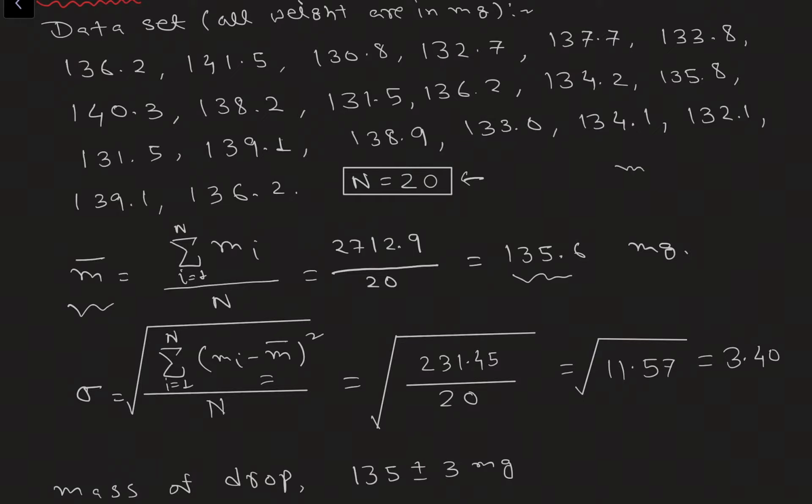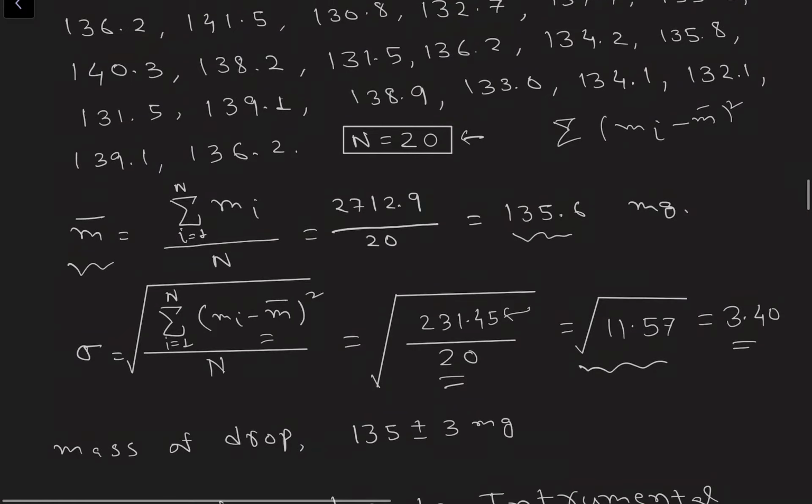Now I calculate Mi minus M average for every term, take the whole square of them and then make a sum. The sum is coming out to be 231.45. Then I divide it by the sample number 20. It is coming out to be 11.57, and then ultimately sigma is 3.40.